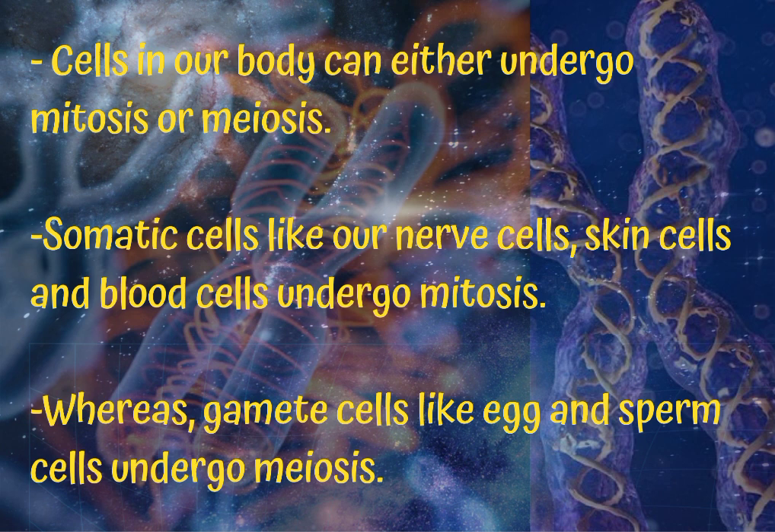Cells in our body can either undergo mitosis or meiosis. Somatic cells like our nerve cells, skin cells, and blood cells undergo mitosis, whereas gamete cells like egg and sperm cells undergo meiosis. Today we will learn about how this occurs in our body.